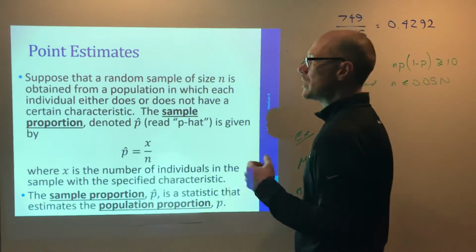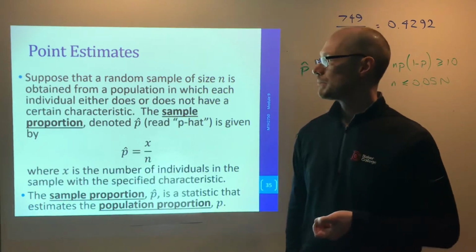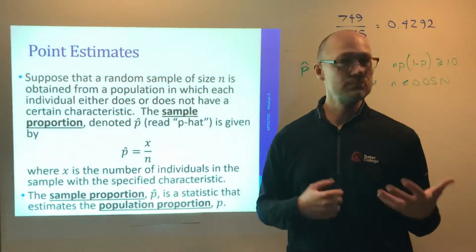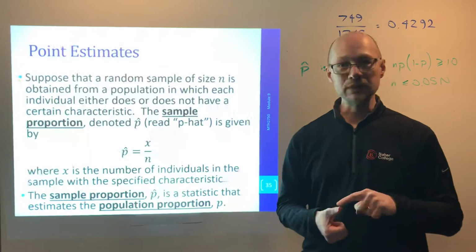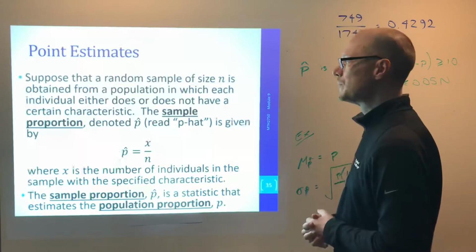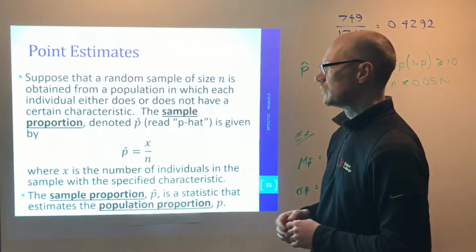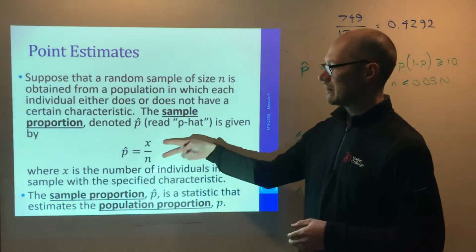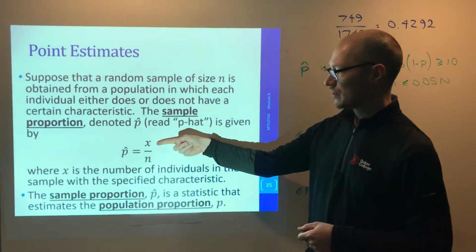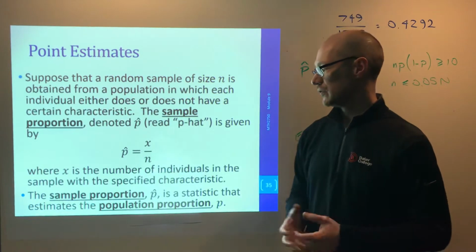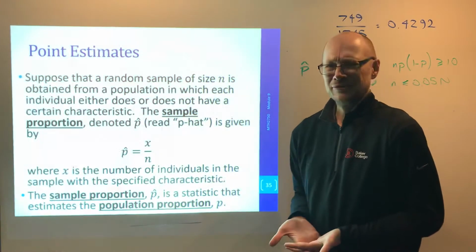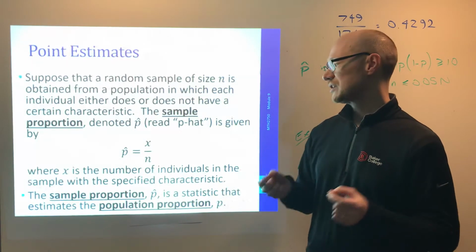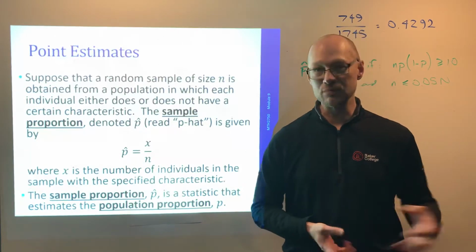Point estimates is what we're going to start with. Suppose a random sample of size n is obtained from a population in which each individual either does or does not fill in the blank. Either does or does not believe a certain way, act a certain way, think a certain way. The sample proportion, which we denote as p hat, yeah, pretty original, right, is given by the number of individuals that think that way out of the number of individuals that were asked. Kind of a basic idea of what proportion is, right? And this sample proportion, p hat, is a statistic that estimates the population proportion.